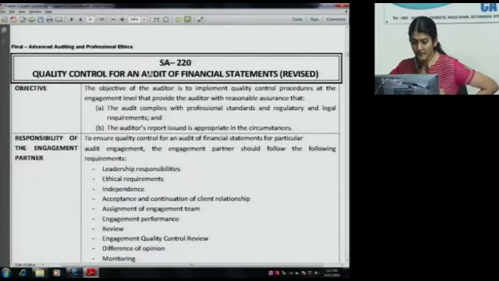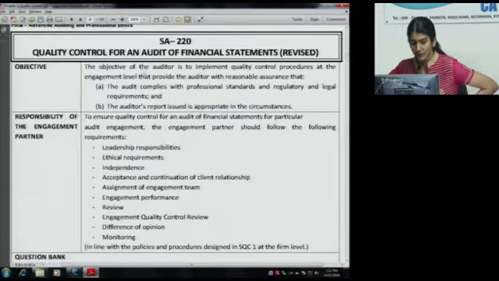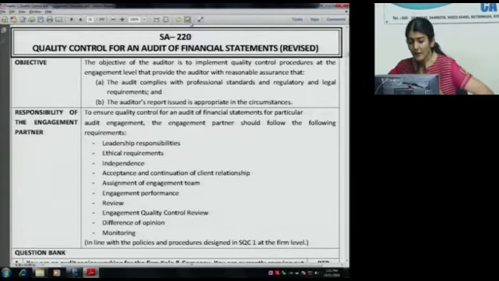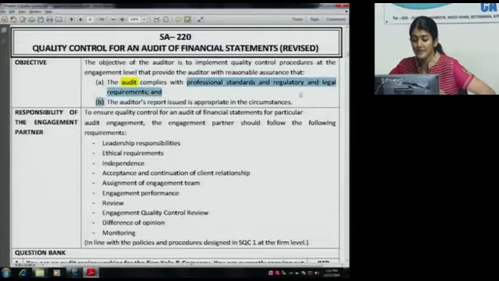Look over here. Yes, page number 1.21. The objective of the auditor is to implement quality control procedures at the engagement level to provide the auditor with reasonable assurance that the audit complies with the professional standards and the legal regulatory requirements, and the auditor's report issued is appropriate in the circumstances.